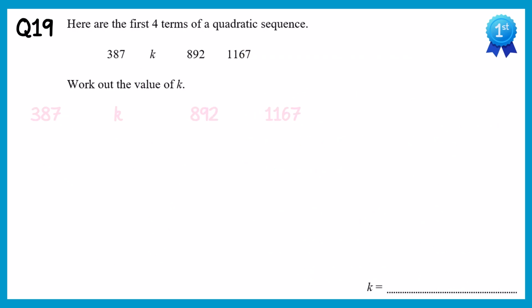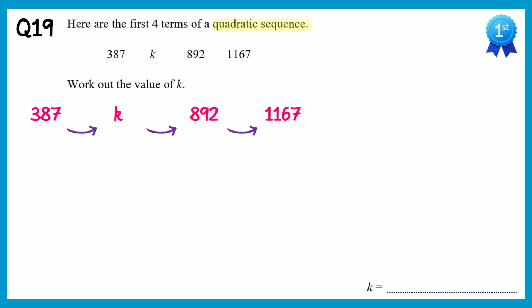In this question we have this sequence here, which we're told is a quadratic sequence. For any quadratic sequence, the second difference is always the same. So let's try and work out what the second difference is for this sequence. Let's do the first differences first of all.